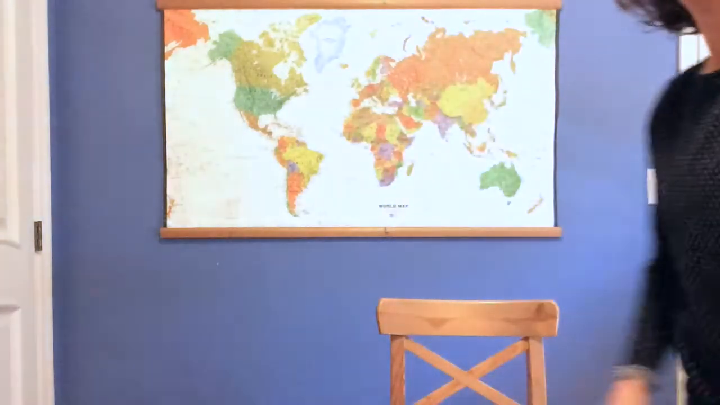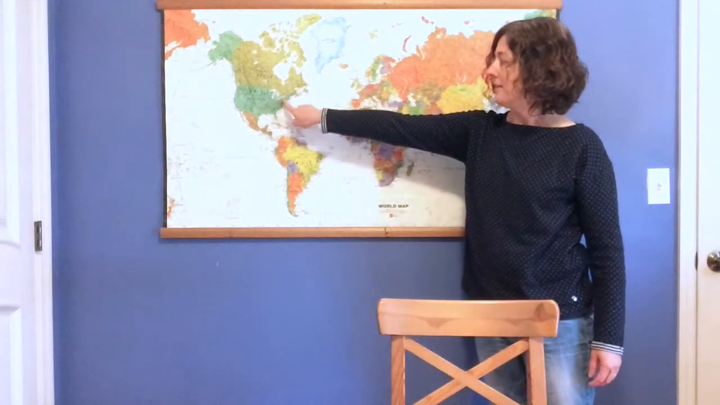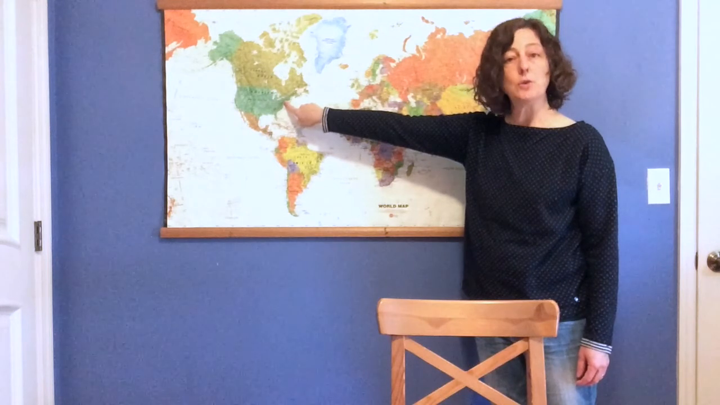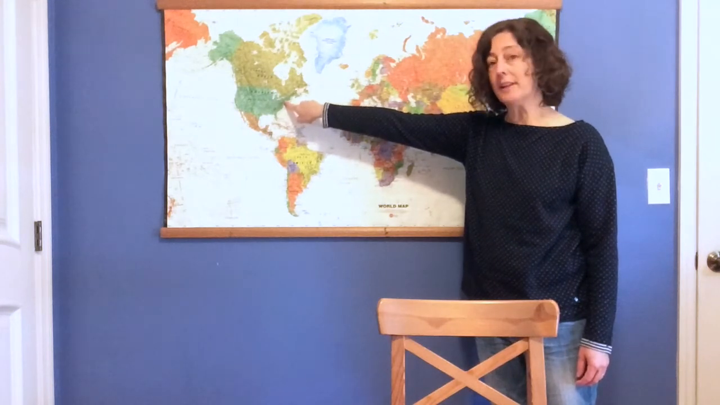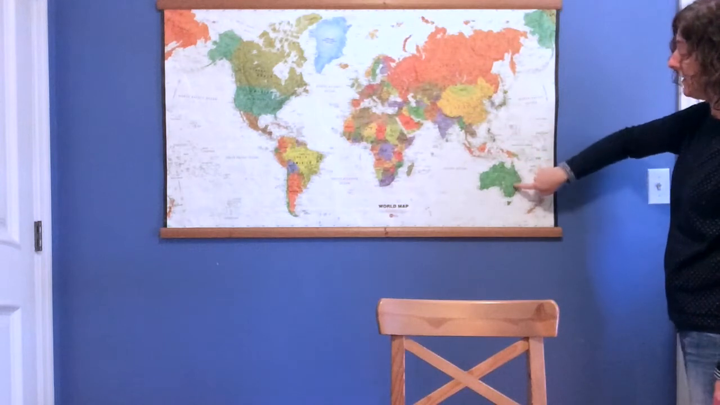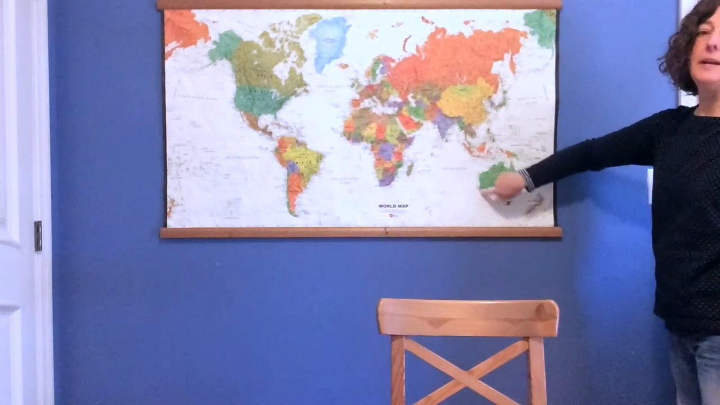Today, I'd like to start with Australia. Let's look at Australia on the map. So you'll see over here, this is where we live in the United States of America in New York. Australia is all the way around the globe down here. You'll notice that it's surrounded by water. It's considered an island country.